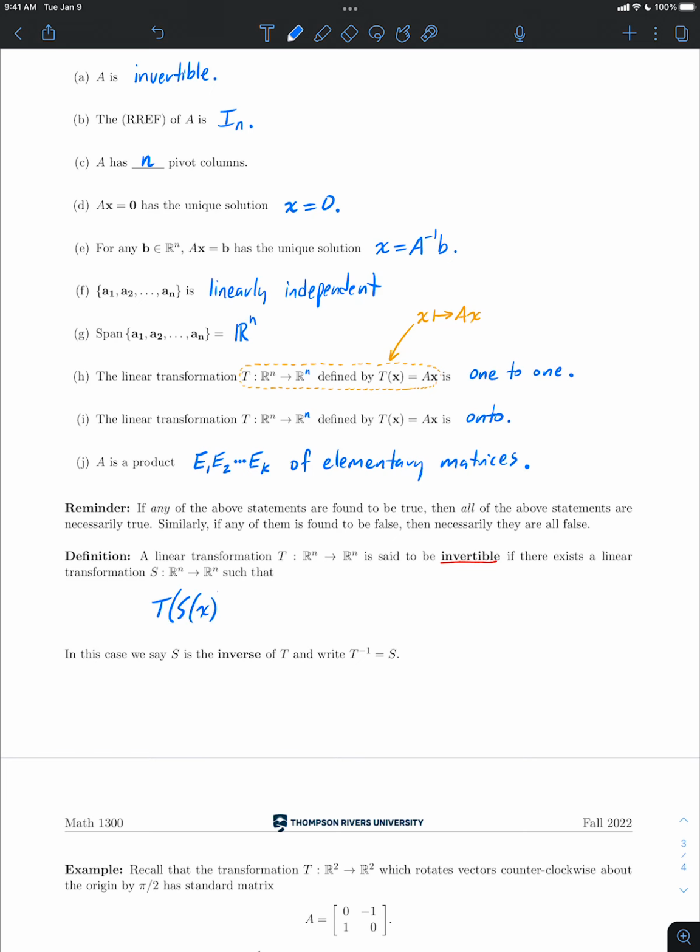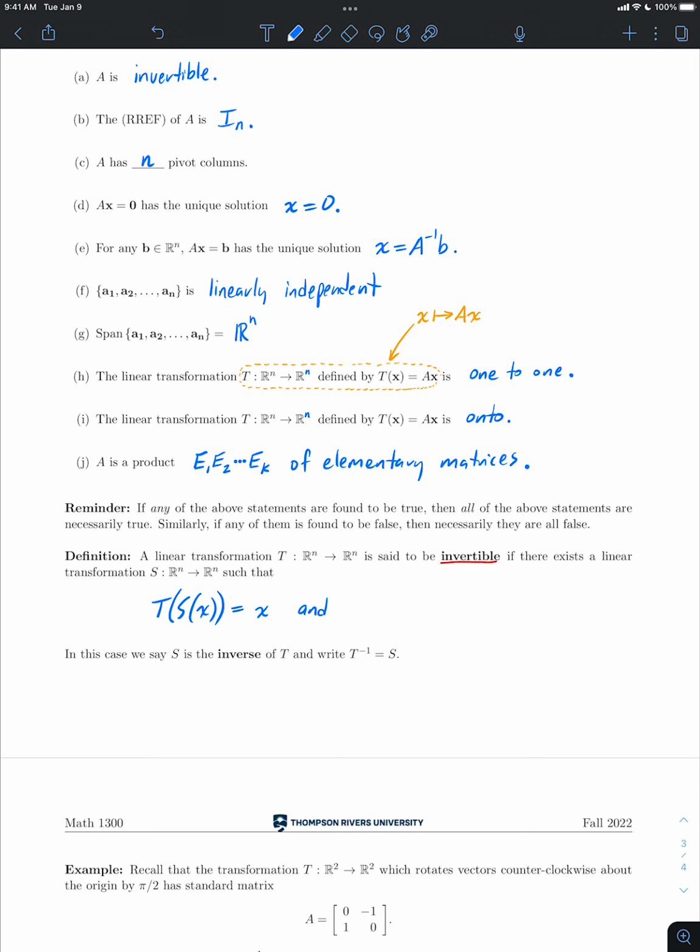I take some input vector x from Rn, I plug it into S, and then whatever the output vector is, I plug that into T. The property is requiring that it give you back the vector x that you started with. So the idea is you take a vector x, S maps it to something else in Rn, but then whatever that other vector is, T maps that one back to x. And there's two conditions actually. That's one of the conditions.